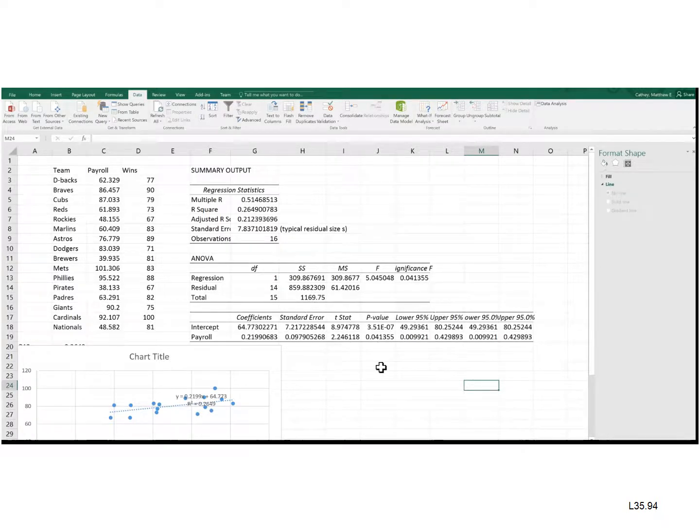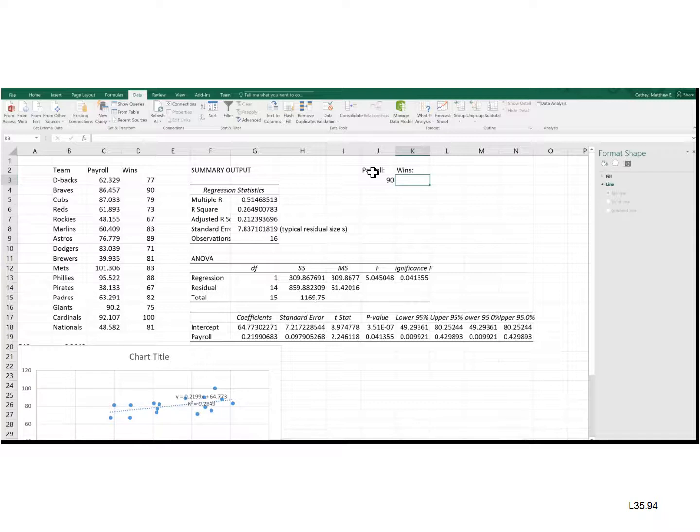All right, so now we have found that there is a relationship. We can now predict, as the next part of the example said, the number of wins for a team with a payroll of $90 million. So if payroll is 90, then how many wins do we expect?